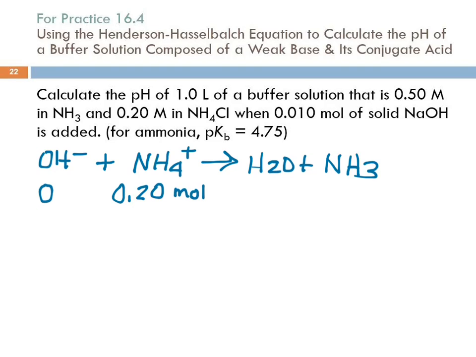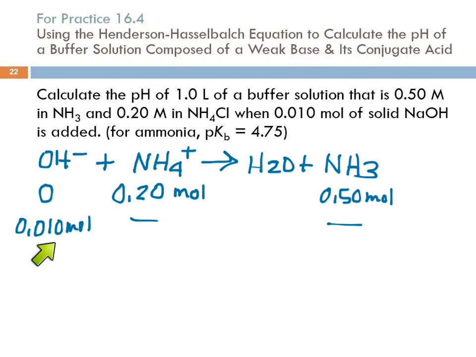I was looking at the wrong number. Okay, 0.50 moles of this. And then we're throwing in solid sodium hydroxide. That's going to be hot and smelly. And then we want to figure out what are the new amounts. We're pretending that this goes to completion.